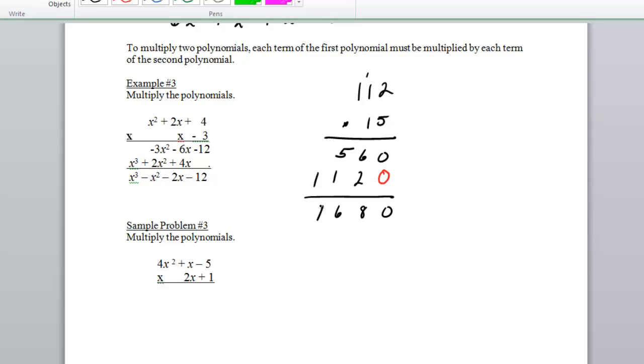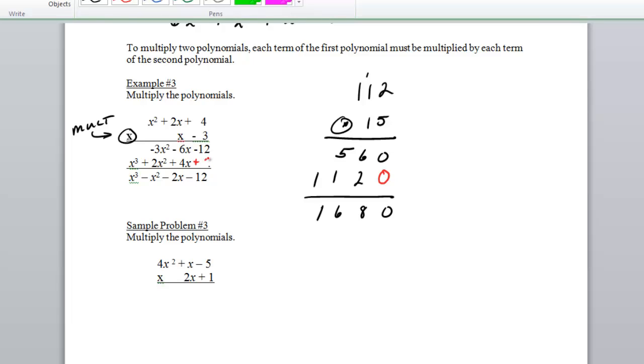Now, if we look at example number 3, we have our polynomials in a stacked method. I don't want you to be confused by this. This is just the multiplication symbol. That's not a variable of any sort, kind of like what we did here back in 3rd grade. What happens here is we follow the same protocol. We're going to multiply the 3 times every part in the top one, kind of like distribution, and that gives us negative 3x squared minus 6x minus 12.